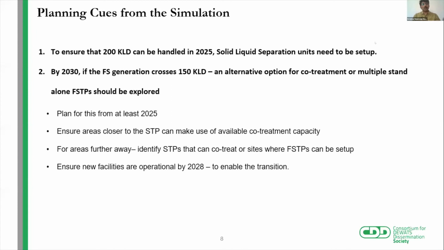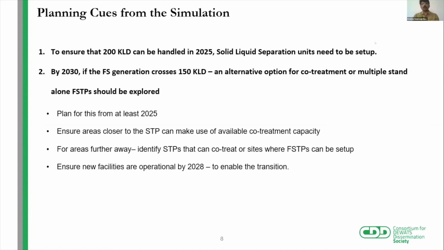Now, the other option is to look at how we can see that the areas closer to the STP make use of available co-treatment capacity as much as possible, right? And then for areas which are further away from this current STP, can we identify other STPs that can co-treat, or sites where FSTPs can be set up? Now, this is dependent on what sort of funds are available, how much land is available, and the way the city itself is growing. So those need to be taken into consideration.